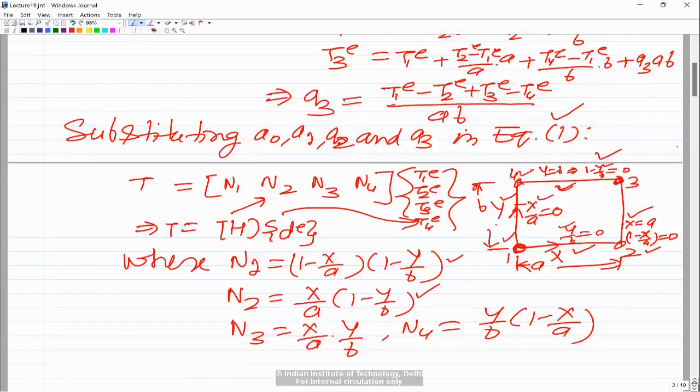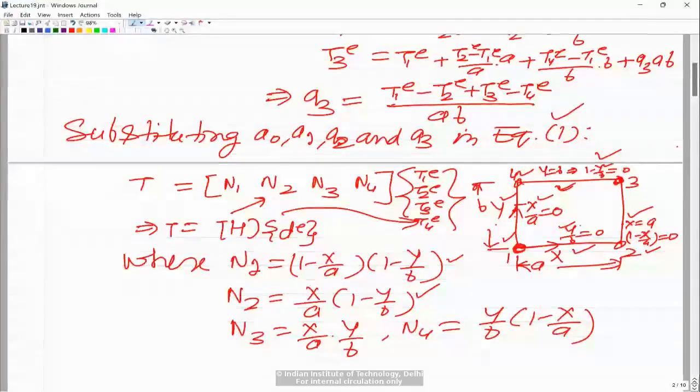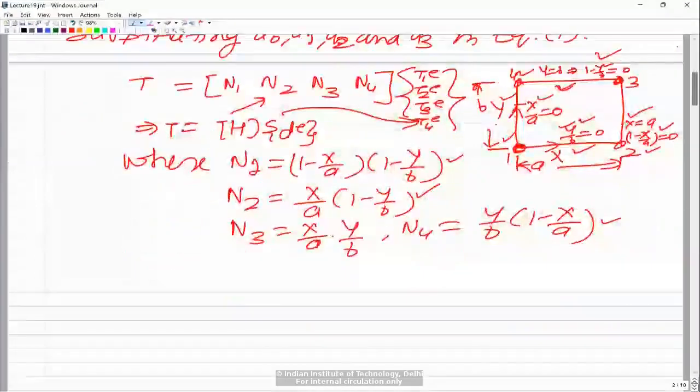And then to write N4, you now take the lines covering node 1, 2 and 2, 3. So for this, the equation of line is y upon b, and the equation of this line is 1 minus x upon a. So you get this shape function. You can also directly write these shape functions. Of course, the element is a rectangle, so for that we are able to easily write these shape functions.